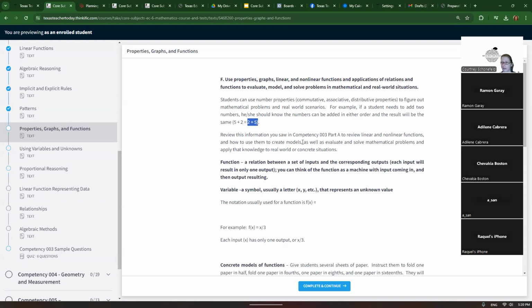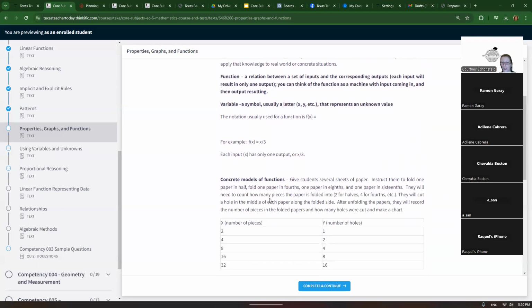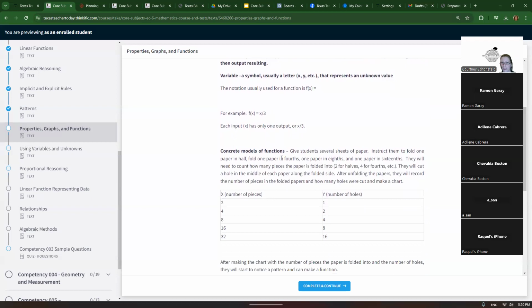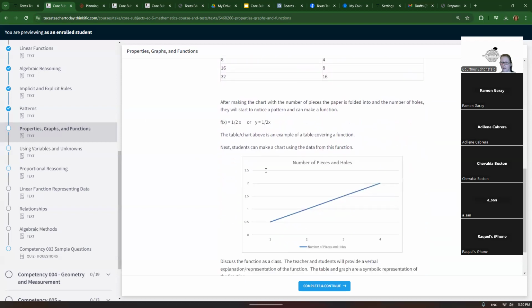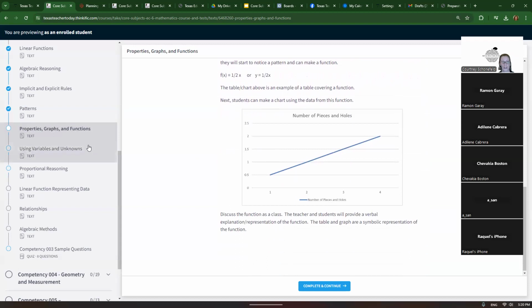This is mentioned in a different part of my course, so I've already reviewed this previously. If you don't know commutative, associative, distributive, you would learn it in my course in a different part, right? A function is a relation between a set of inputs and corresponding outputs, which we talked about, right? And we already talked about a variable. Concrete models of functions, we talked about this too. There's a lot of repeats in the course, and then in the manual, and then I repeat it. So we already talked about this, right? And graphing it.